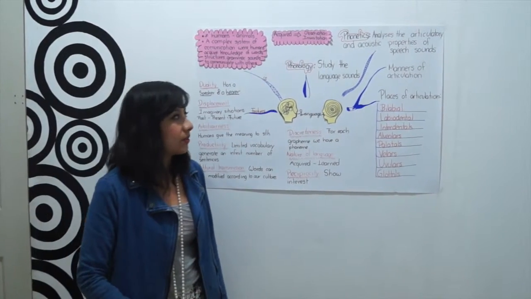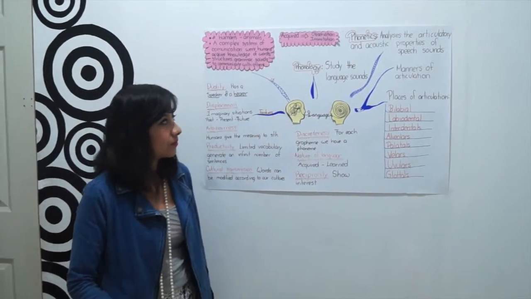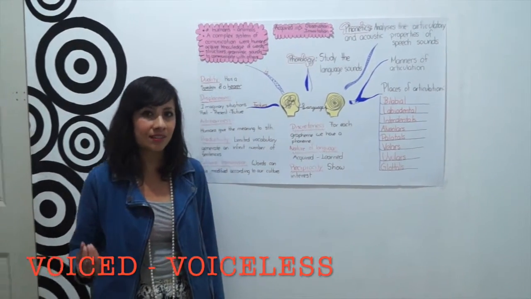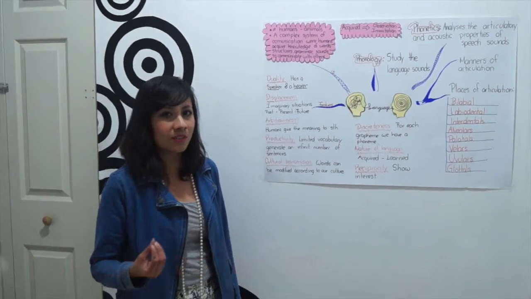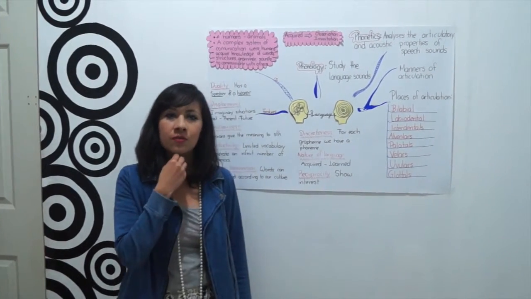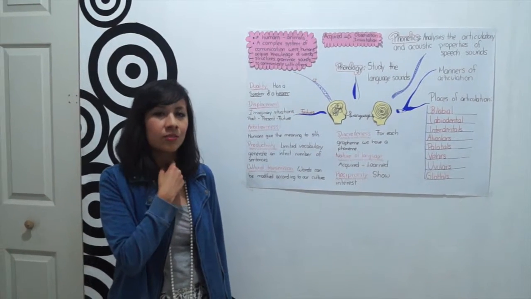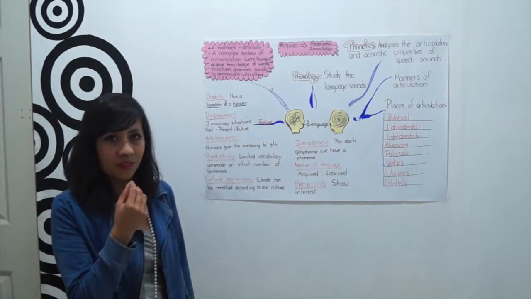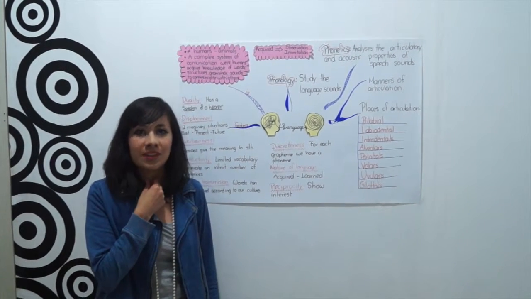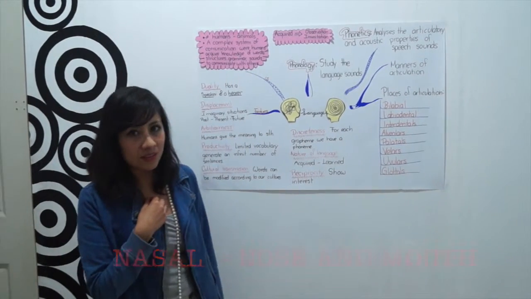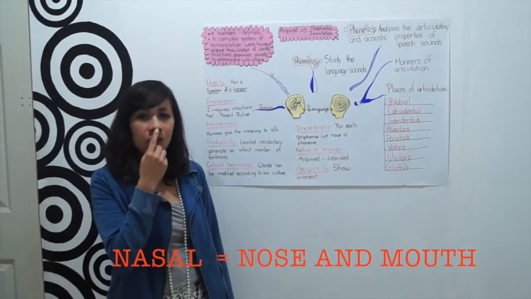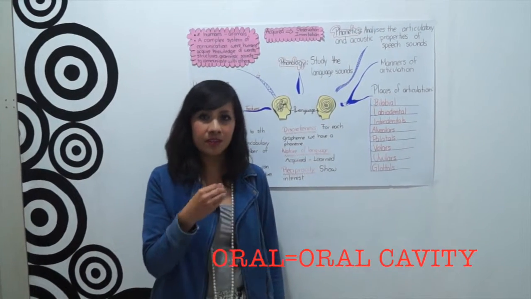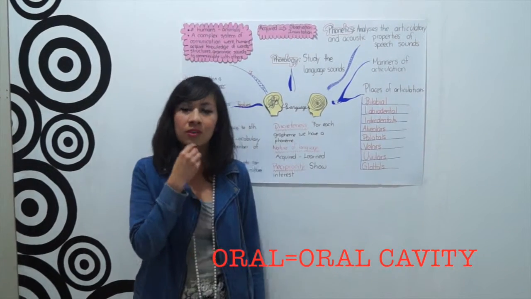With the manners of articulation, we also distinguish between the voiced and voiceless sounds. For example, the voiceless are when the air flows freely through the glottis into the oral cavity. With the voiced sounds, the airstream forces the vocal cords to vibrate. With the nasal sounds, the air escapes through the nose and through the mouth. The oral sounds, the air escapes only through the oral cavity.